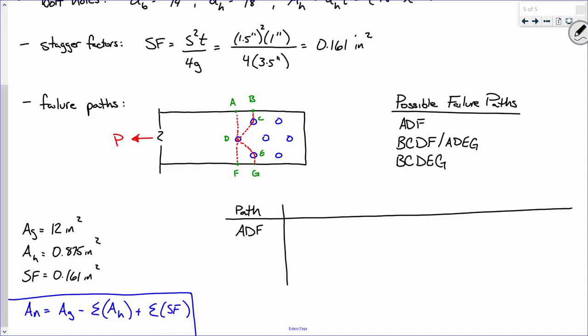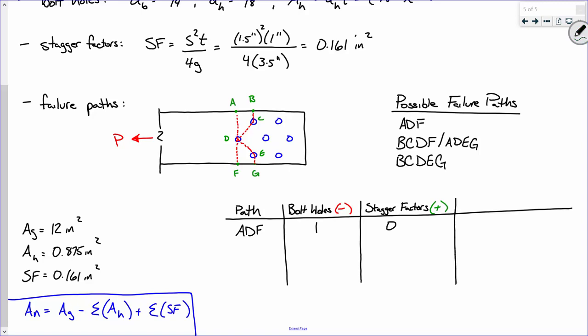Now, help me out. If you're looking at path ADF, how many bolt holes are you going to subtract? One. So if I list bolt holes, and I list those as a negative, I need to subtract one bolt hole. Everybody okay with that? Now, how many stagger factors do I need to add to this? How many stagger factors, or how many staggered paths are there for ADF? ADF is just this path right here. So that would be zero. Okay, so we'll say that those values are added. Okay.